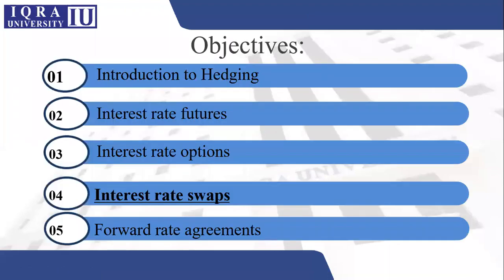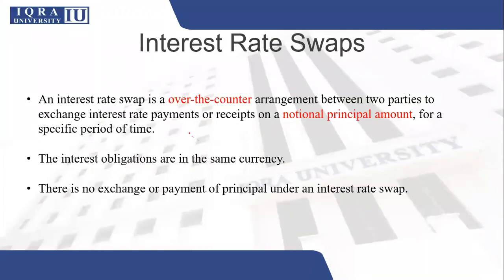Okay, so now we're going to discuss interest rate swaps. Swaps are basically the most common type of instrument that is used to hedge interest rate risk. So, an interest rate swap is an over the counter arrangement. So, you won't find them on stock exchanges.